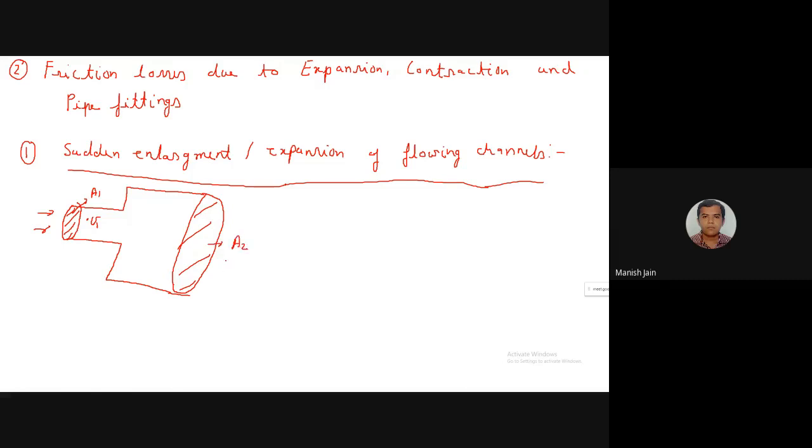Now the friction loss can be calculated as h_ex equal to in bracket 1 minus A1 by A2, bracket close square, multiplied by V1 square divided by 2 alpha. This alpha I will explain later. Now this can be represented by K_ex V1 square by 2 alpha. Then the unit is joules per kg. This is the friction loss due to the sudden enlargement.